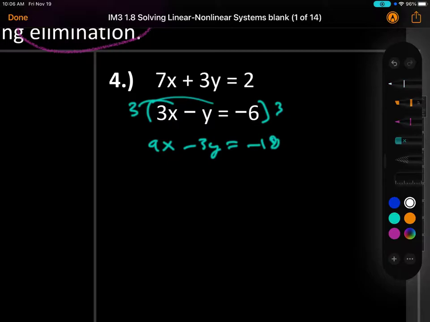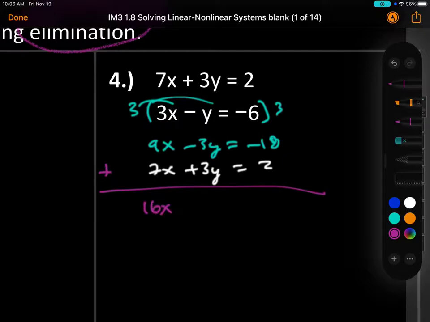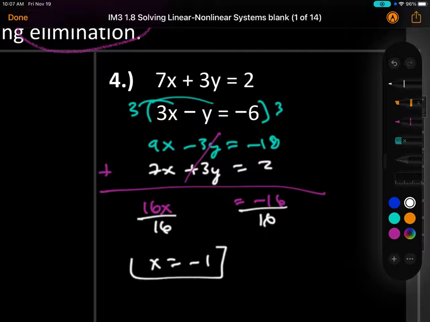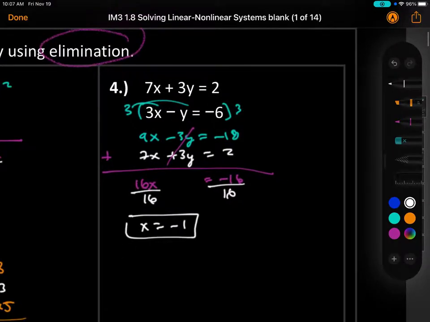Let me go ahead and copy down the first equation. So here you'll notice I've eliminated the y's. That becomes 0y, so you don't write 0. And you have -16. And you get x equals -1.